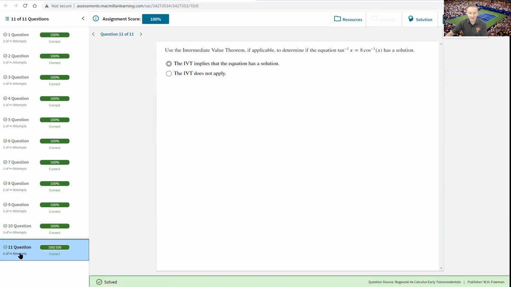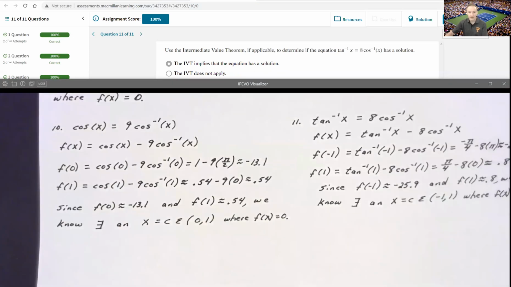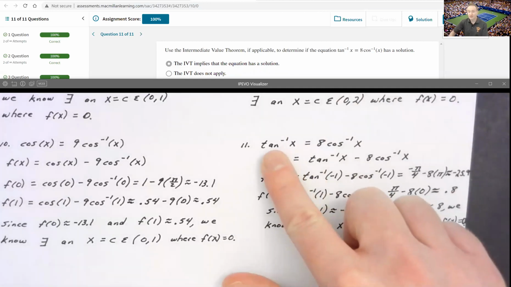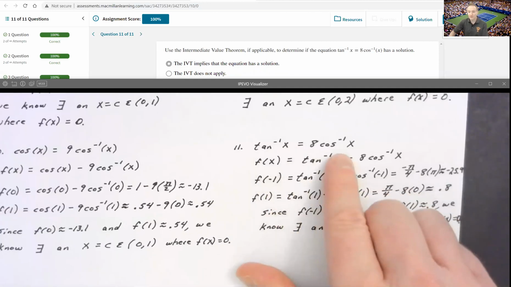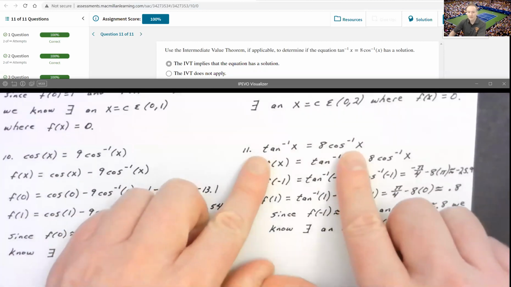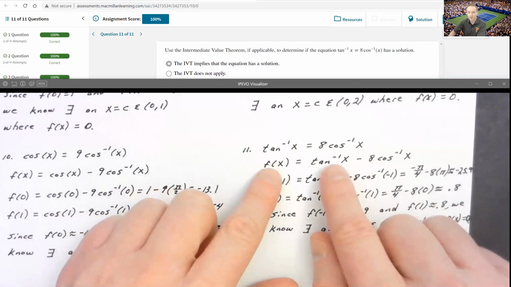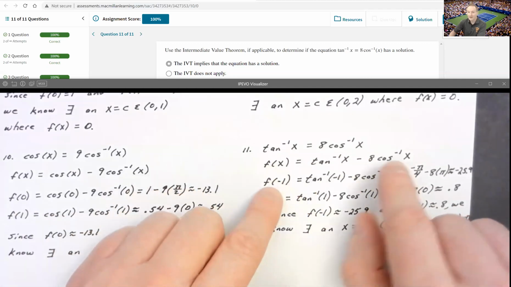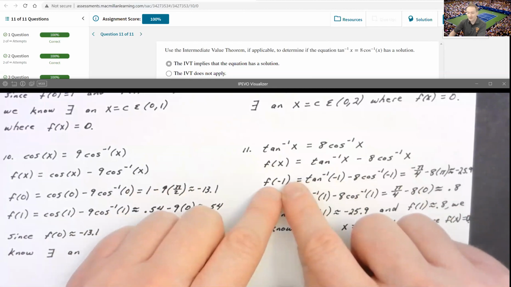The last one here, again, the intermediate value theorem will imply that there's a solution, but let's see why. So we have the inverse tangent of x is equal to 8 inverse cosine of x. So I can say, well, all right, f of x is going to equal the left-hand side minus the right-hand side. I went ahead and evaluated at -1.